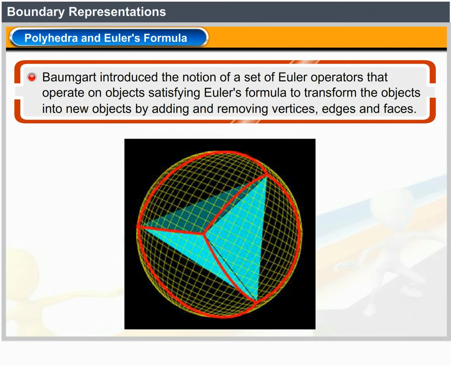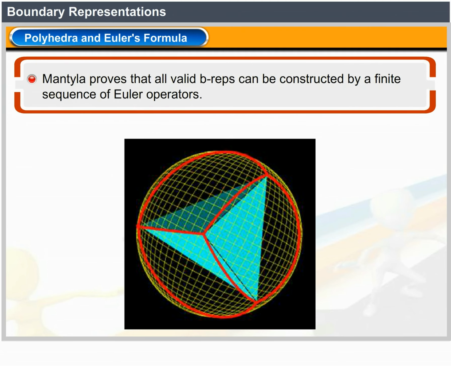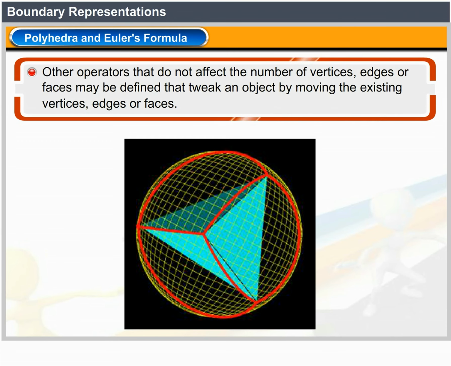Baumgart introduced the notion of a set of Euler operators that operate on an object satisfying Euler's formula to transform the object into new objects by adding and removing vertices, edges, and faces. Mäntylä proves that all valid B-reps can be constructed by a finite sequence of Euler operators. Other operators that do not affect the number of vertices, edges, or faces may be defined that tweak an object by moving the existing vertices.